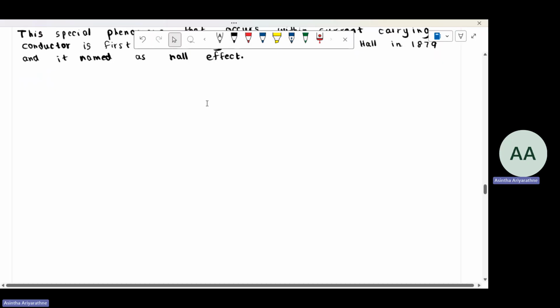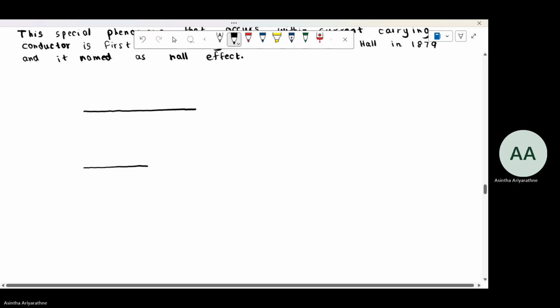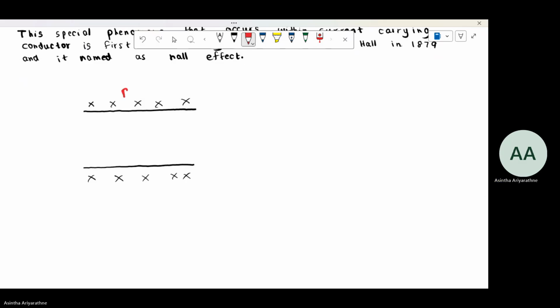Right. So let's consider a conductor like this. So we have a conductor, and a magnetic field is there, even within the conductor. The magnetic field is going into the whiteboard, and this is a conductor.